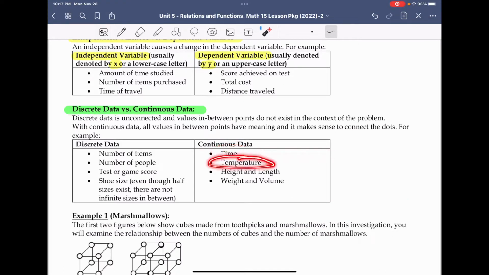Temperature, it can fluctuate, but there's a continuation. We can have things like 7.124 degrees Celsius, and it can continue. We get this structural continuation where there's no breaks. Height and length, very similarly, it's a flowing variable. Weight and volume, very similarly there. It's continuous because we can get very infinitesimally small fractional amounts between the data points.